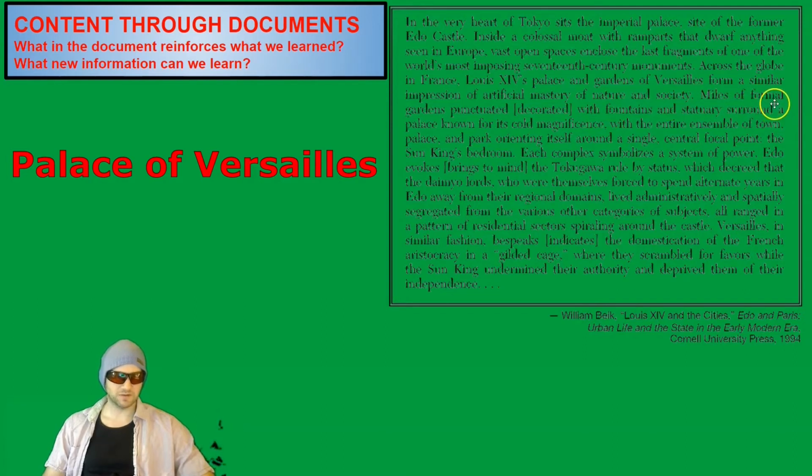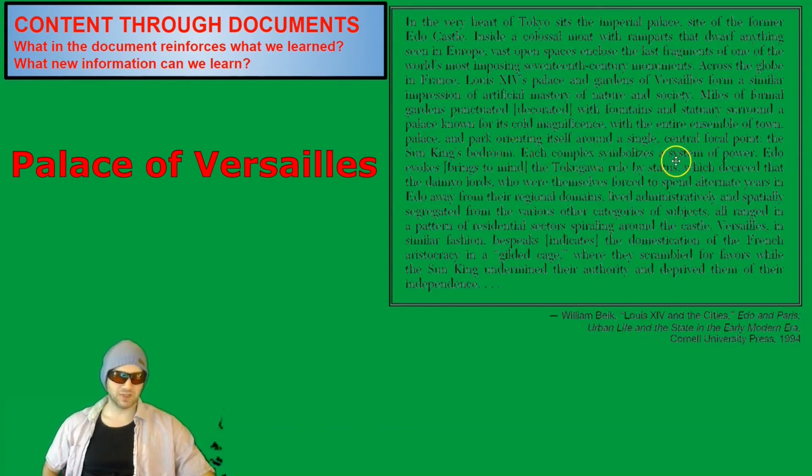miles of formal gardens, decorated, punctuated with fountains and statuary, surround a palace known for its cold magnificence, with the entire ensemble of town, palace, and park orienting itself around a single central focus point. And that's got to be Louis himself. Yeah, the Sun King's bedroom. Known for its cold magnificence. This is poetry. This is biased poetry.